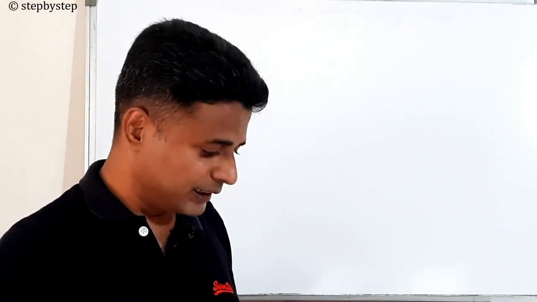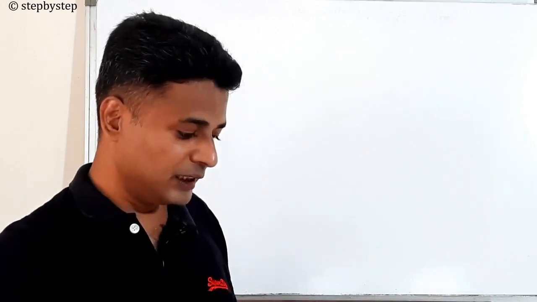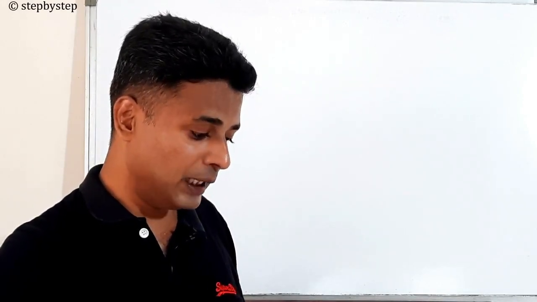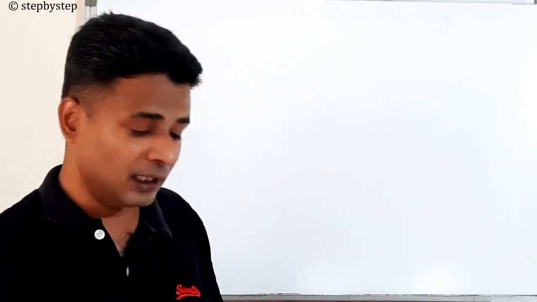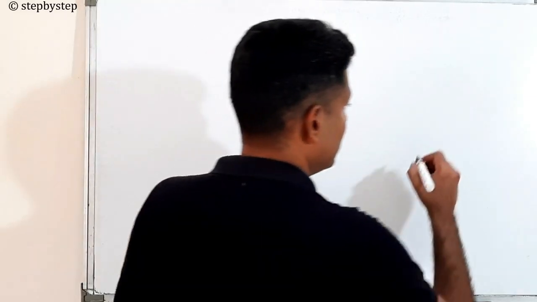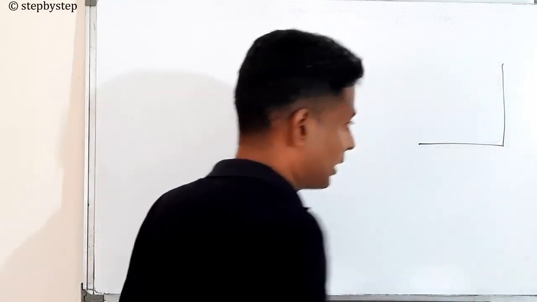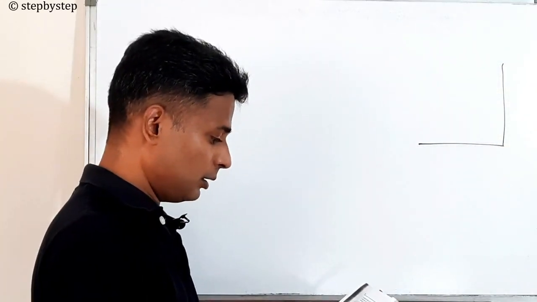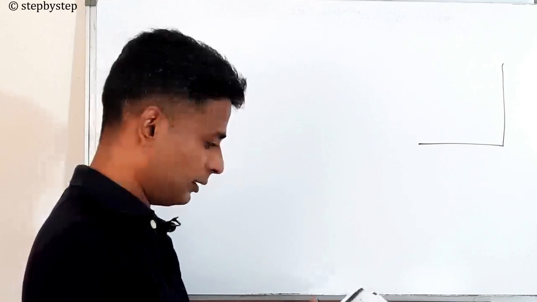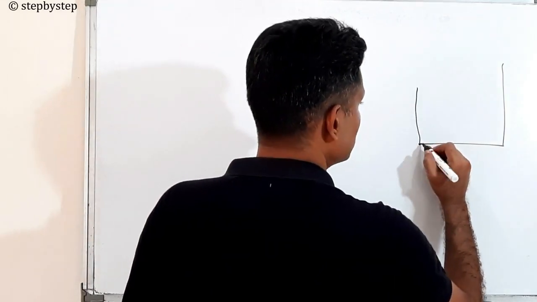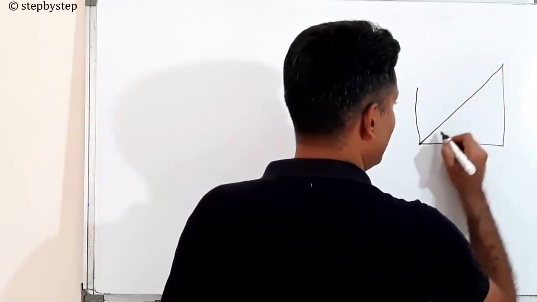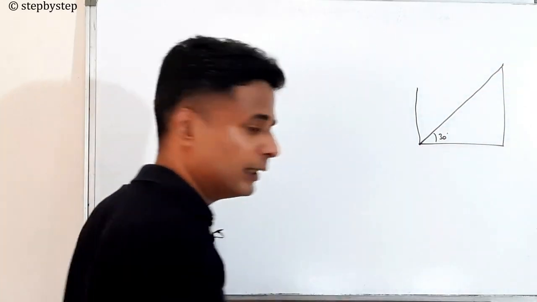Alright guys, now the ninth question. The angle of elevation of the top of a building from the foot of the tower is 30 degree. So there is a building standing on ground. From the foot of a tower is 30 degree. So let the tower be here. So from foot of the tower to top of building, it is 30 degree.